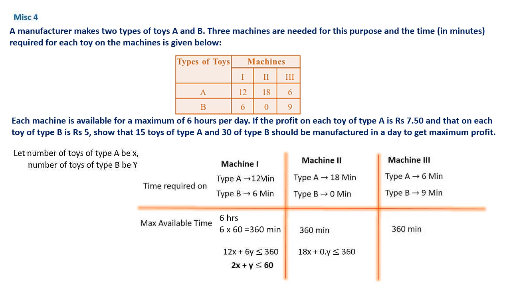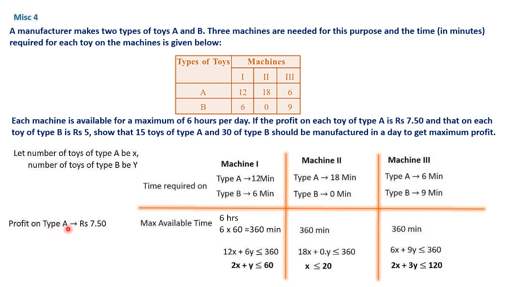Next is 18 into x, 0 into y less than or equal to 360. 18 is common, that is x less than or equal to 20. Here 0 is there, so there is no need to write. Next is 6 into x plus 9 into y, 6x plus 9y less than or equal to 360. So when you cancel it, 3 we have to cancel, 2x plus 3y less than or equal to 120. This is the third inequality.